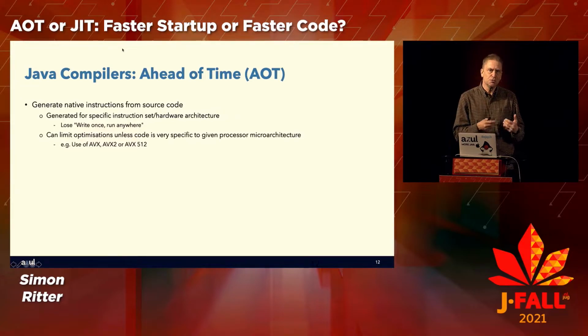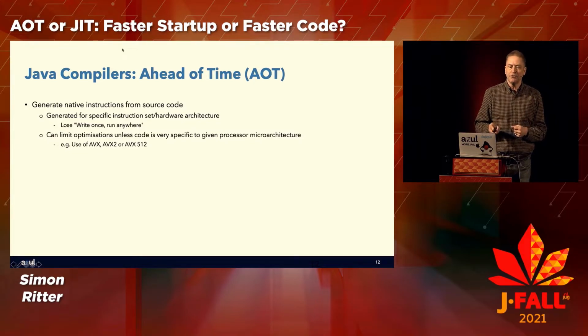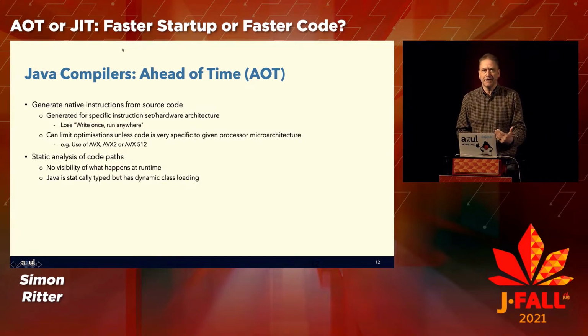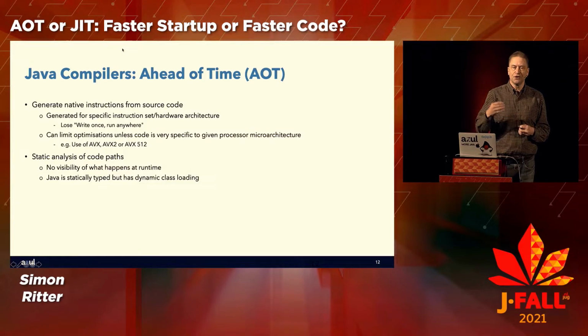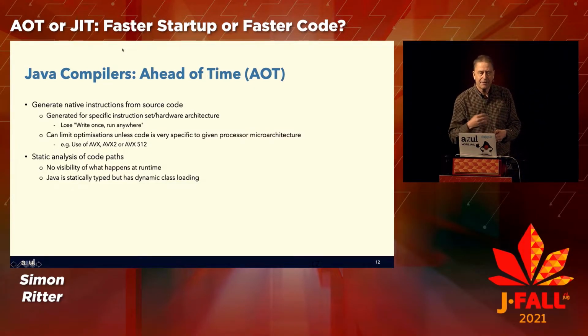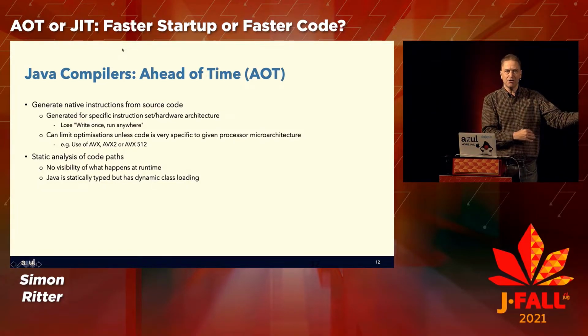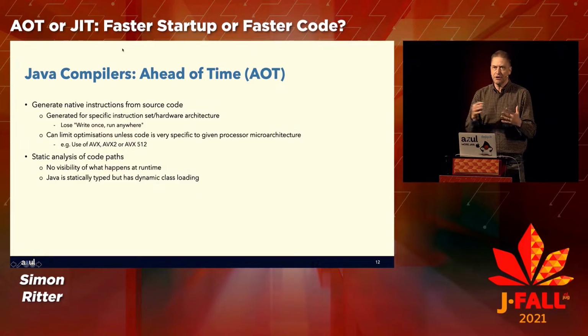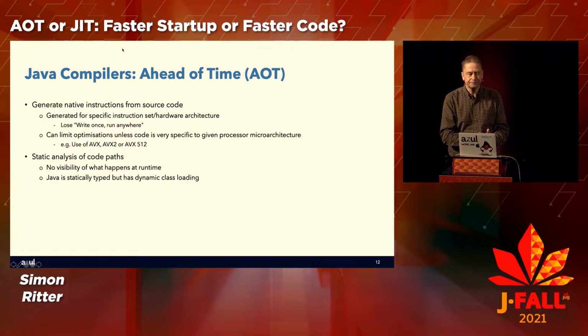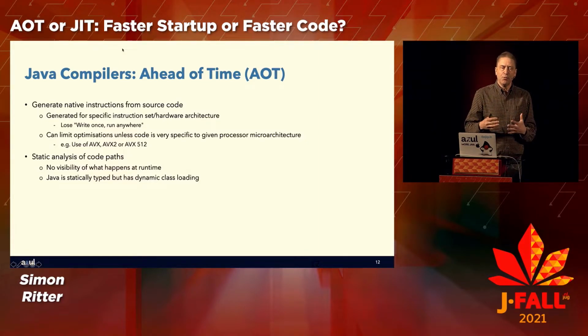The other thing that you lose when you do this is the whole write once, run anywhere approach that you get with Java. So you can't just move it to a different machine that maybe is running Windows. You'd have to recompile. Okay, probably not too much of an issue. But the other thing, which is more significant, is the fact that you're doing static analysis of the code paths that are being used. That means that you've got no visibility of what's actually going to happen at runtime. So you're saying, okay, let's compile the code based on what we can see there and just knowing what the code actually does statically.